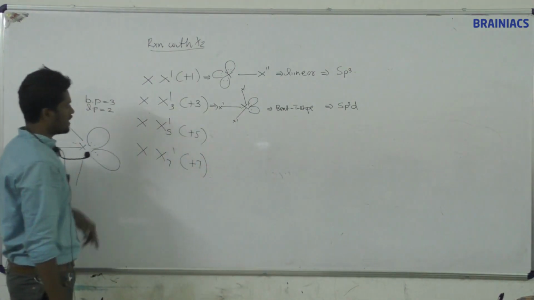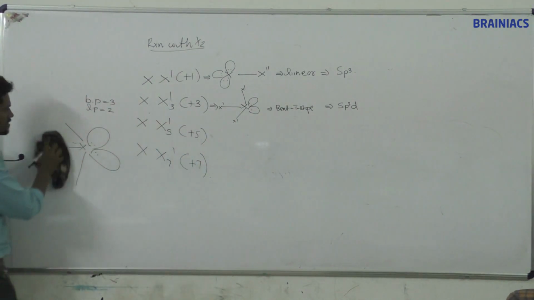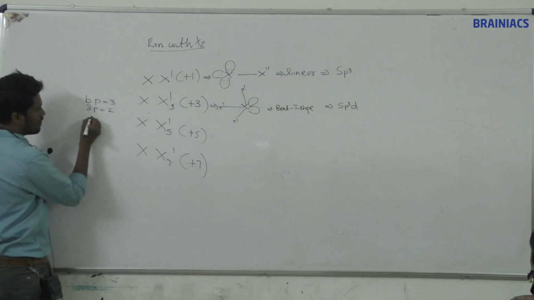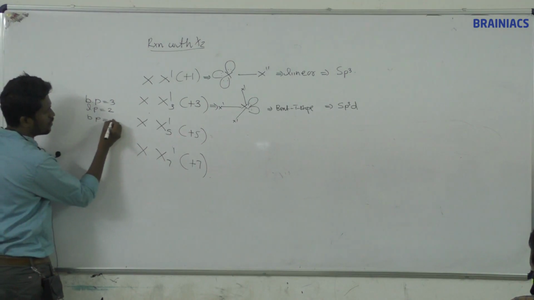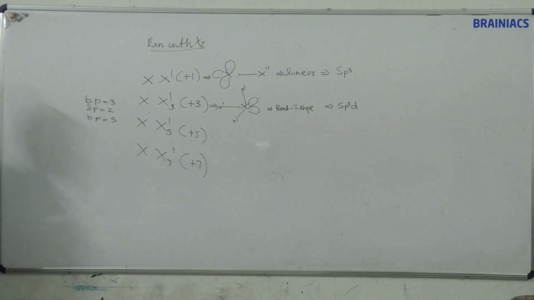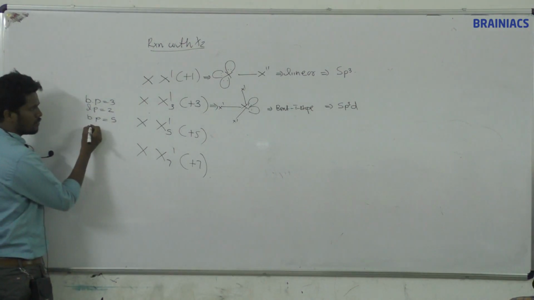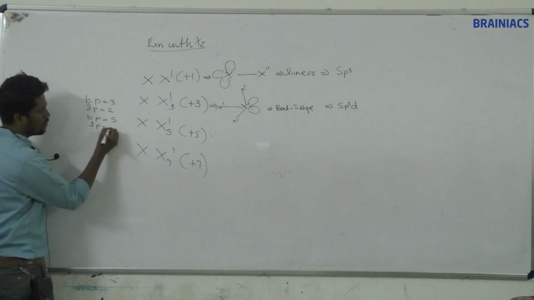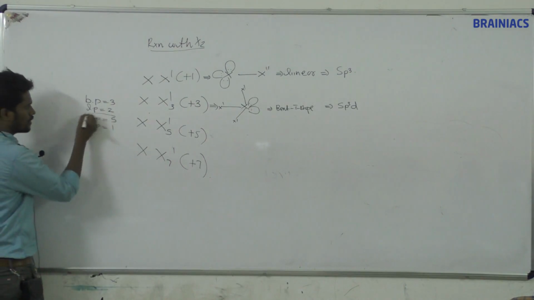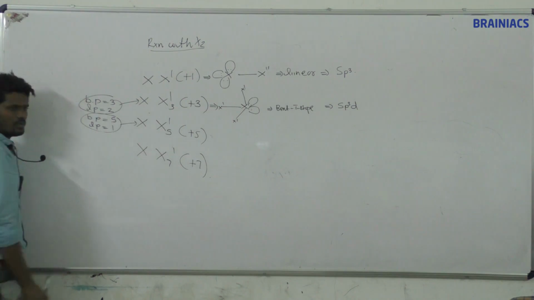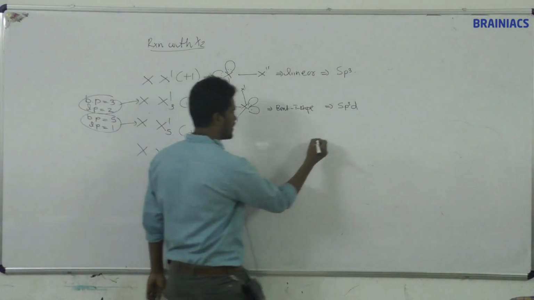Okay. Next one, XeF5 dash. How many bond pairs? Bond pair is equal to 5. So out of 7 electrons, 5 are participated in bonding. So the total number of lone pairs of electrons will be equal to 1. So what is the total number of electron pairs? 6. Okay, 6 means what will be the hybridization?